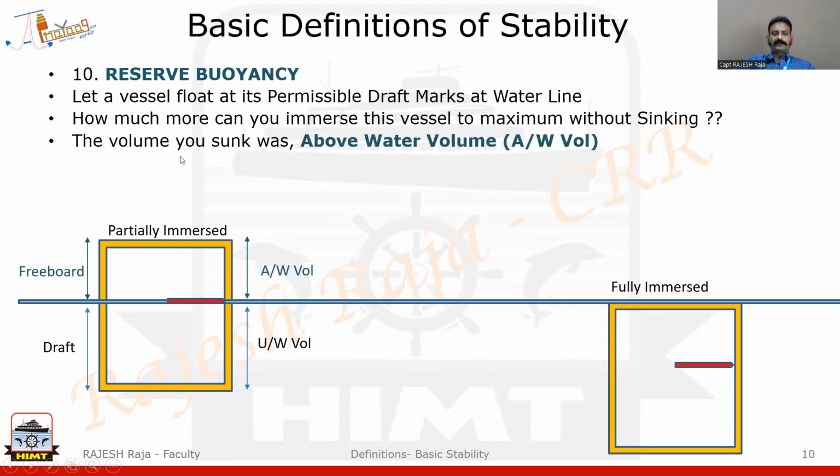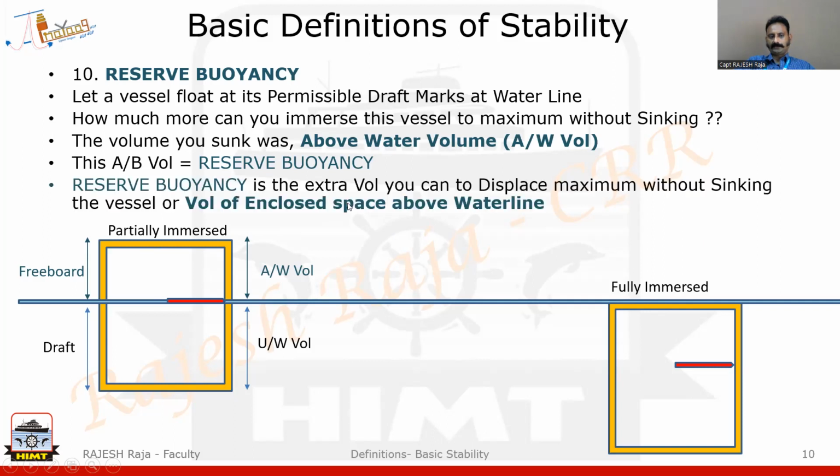Basically, what is the volume you sunk extra to reach the right-hand side picture is what is called your above water volume. That is the extra you did. You are supposed to be like this. I have some extra which is called above water volume. In other words, your above water volume right now, what you have in this condition, is what is called reserve buoyancy. So the reserve buoyancy is the extra volume you can displace maximum without sinking the vessel, or in other simple words, I can call it volume of enclosed space above the waterline. That is the simplest way of understanding this.